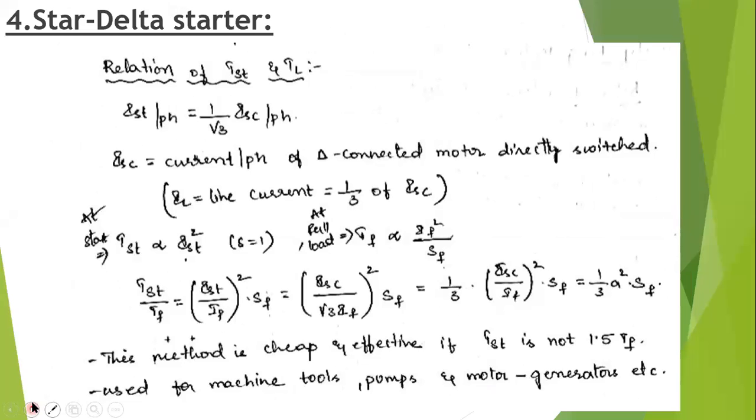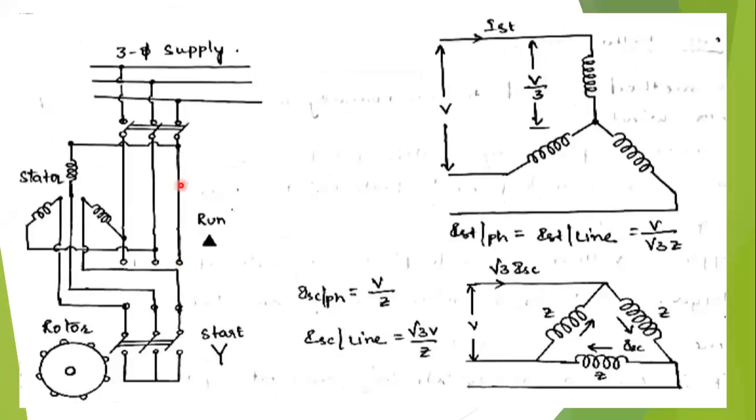Here also we will see the diagram. This is the diagram of the star delta starter, and this method is used for normally running delta connected motors. Here we can see the delta connected motor. This is the delta connected stator and this is the squirrel cage rotor. Up to now you saw star connected induction motors, and this is different from star, this is a delta induction motor.